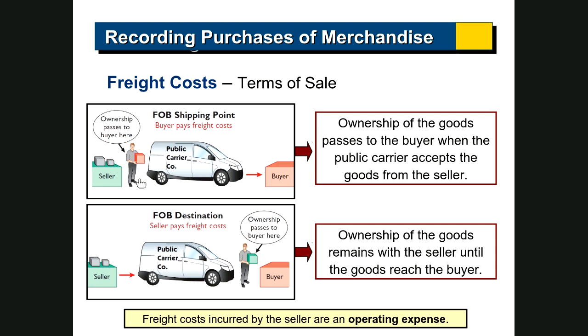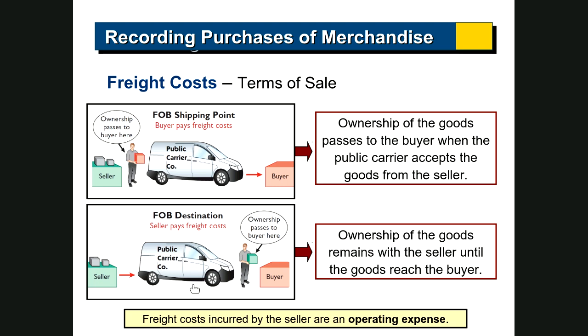Clear? Right? Contrast that with FOB destination, where the seller is paying for the shipping. The truck belongs to the seller. So if something happens on the road, it's not the buyer's responsibility, right? When you order something from IKEA, something happens on the road, it's their truck, right? So the ownership is not going to change until the item reaches the buyer's destination. You follow?